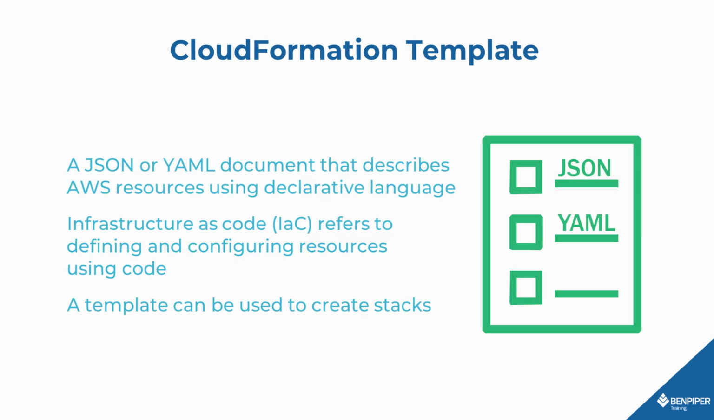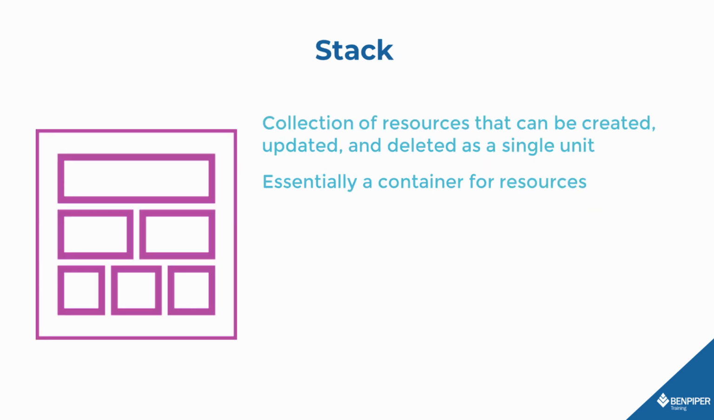Let's talk about some basic CloudFormation terminology. With CloudFormation, you use declarative language to define and configure your AWS resources. This concept is often called infrastructure as code, or IAC. A CloudFormation template contains the code that describes the resources you want to create. Templates are simply text documents written in either JSON or YAML format. When you deploy a template, CloudFormation creates the resources defined in that template and puts them in what is called a stack. A stack is a collection of resources that you can create, update, and delete as a single unit.